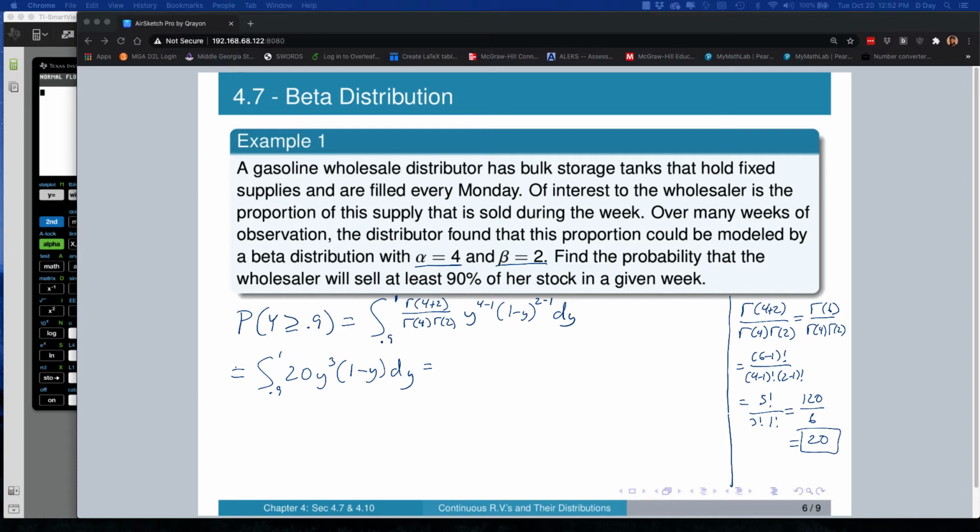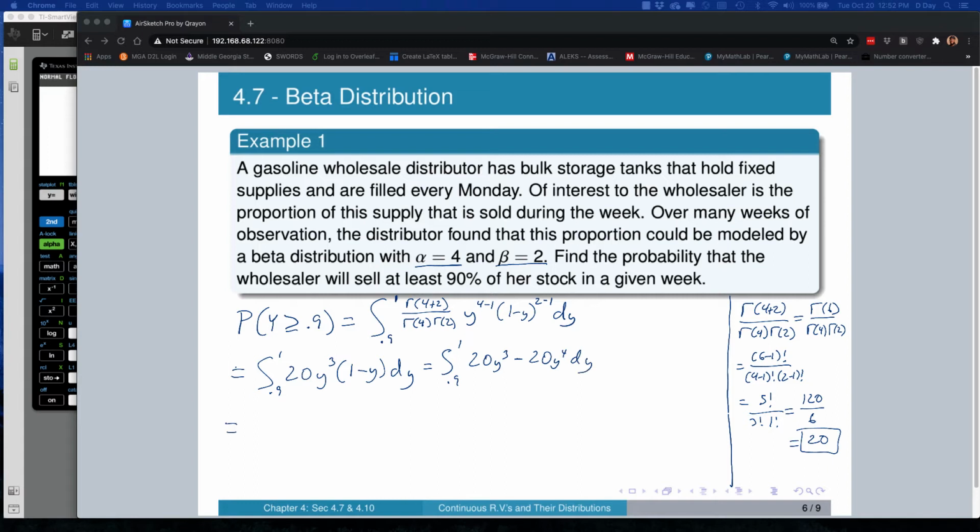And actually this is still better than the gamma distribution, just as a side note, because we don't have to use integration by parts. Oftentimes with this 1 minus y, you'll be able to expand it if you had to. It might not be a fun expansion, but you could expand it and then multiply everything together. So I'm going to distribute that 20y cubed into the parentheses so that we're really just integrating from 0.9 to 1, 20y cubed minus 20y to the fourth dy. And that makes that a little bit simpler.